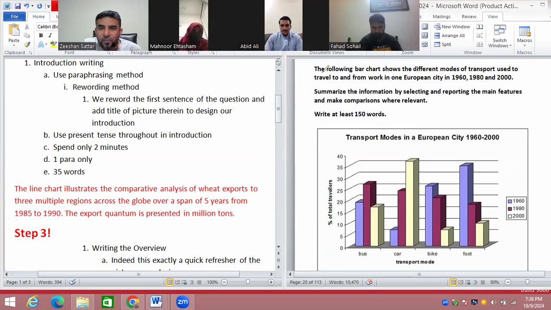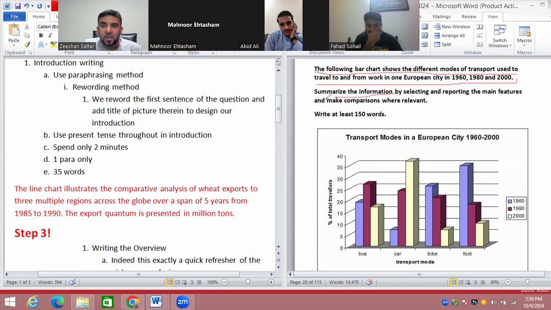The question says, the following bar chart shows the different modes of transport used to travel to and from work in one European city in 1960, 1980 to 2000. Summarize the information. Okay. So now it is the first sentence of the question. I will reword this one for my introduction. Here is the title. Okay.